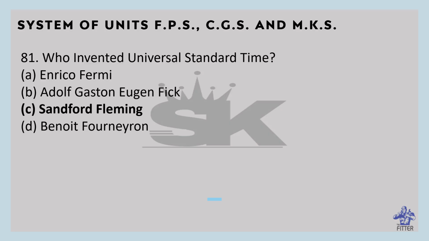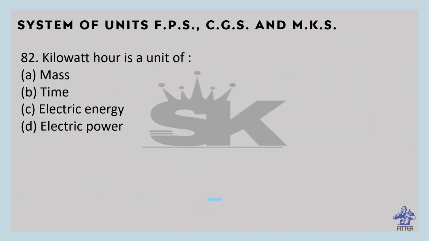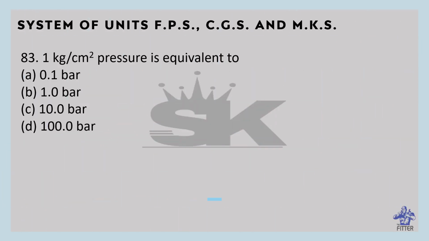Universal time is a time standard based on Earth's rotation. Okay. While originally it was mean solar time at 0 degree longitude. Okay. Kilowatt hour is a unit of, that is electric energy. Okay. 1 kg per centimeter square pressure is equivalent to 1 bar. Okay.